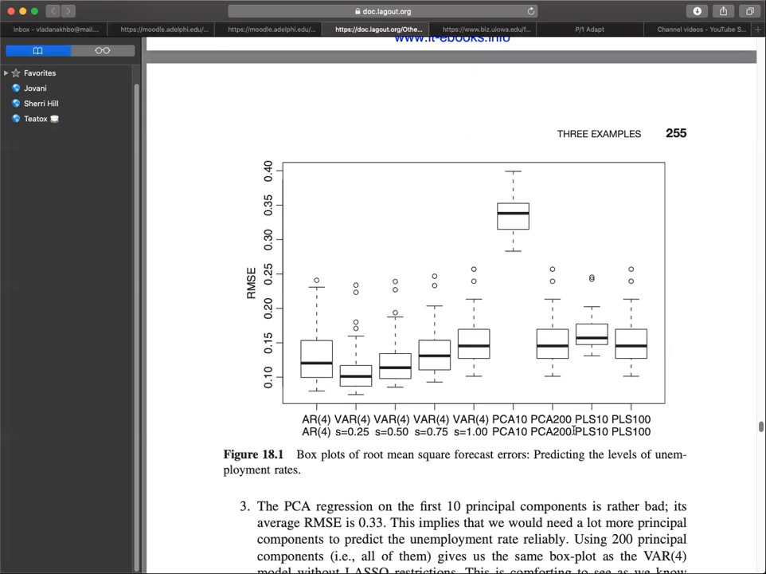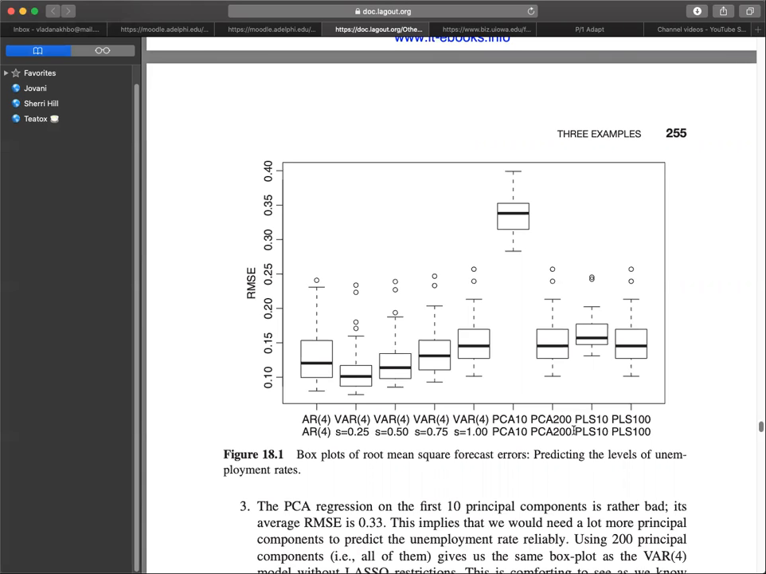The following conclusions can be made. The univariate AR4 model performs well. Its average root mean square error is about 0.13 percentage points. This says that if the true unemployment rate is 5%, the predictions from this model could be off by about 0.26 percentage points. The VAR4 model with its regression on 200 predictors performs worse. Its average RMSE is 0.15.